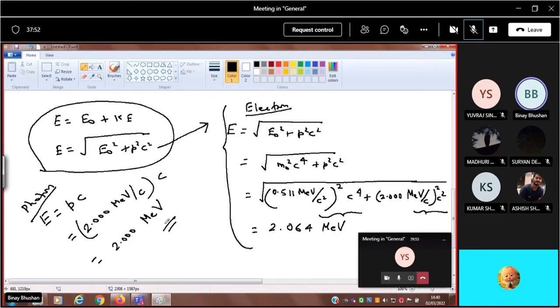So you can see that the electron has slightly greater energy as compared to the photon. Why this greater energy? Because there is a contribution from the rest mass also. In the case of the photon, there is no contribution from rest mass because the photon is a massless particle.